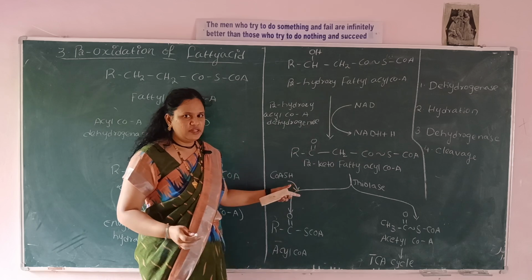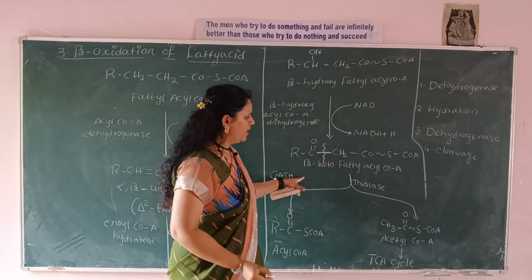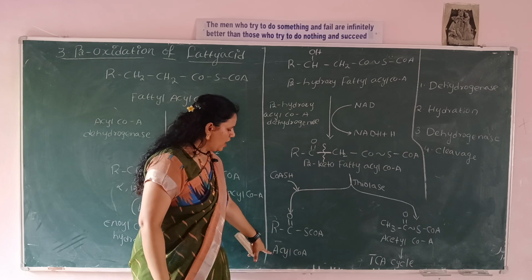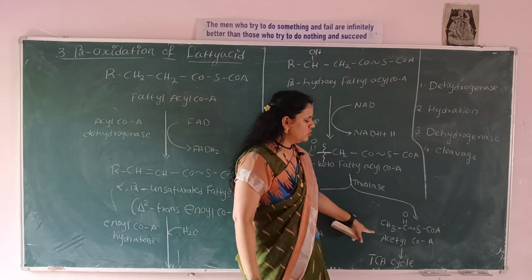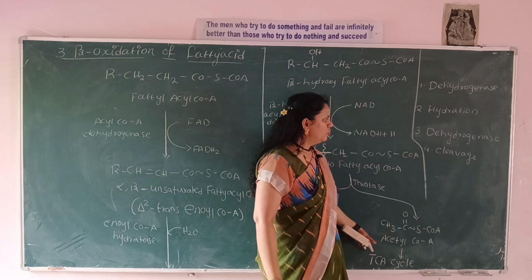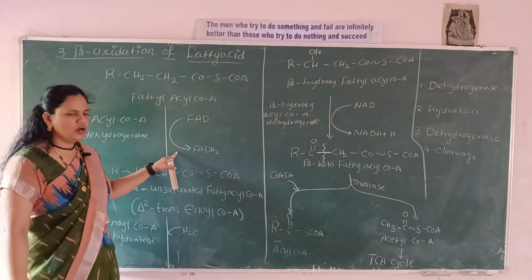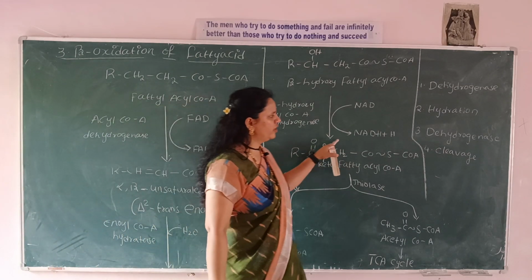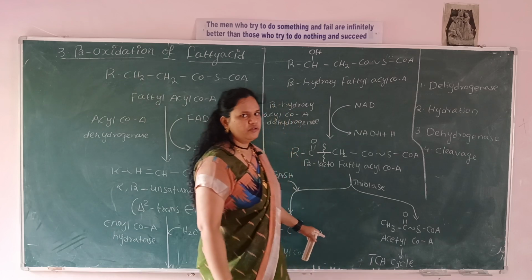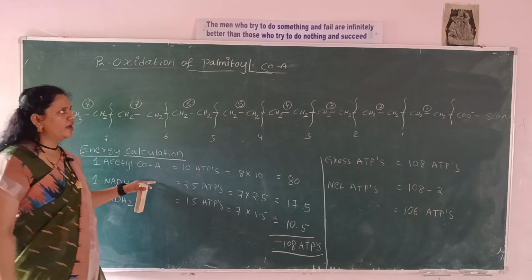In the fourth step, the cleavage, the compound is broken down at that position with the help of the enzyme thiolase and the addition of coenzyme A to form acyl CoA and acetyl CoA. The formed acetyl CoA will further enter the TCA cycle to produce ATPs. Each beta oxidation cycle produces one molecule of FADH2, one molecule of NADH plus H plus and one molecule of acetyl CoA. Let us take the example of beta oxidation of the fatty acid palmitoyl CoA.